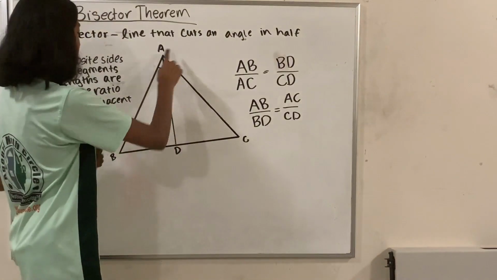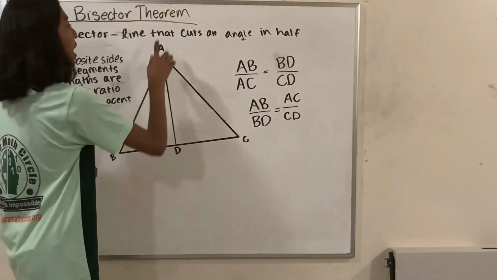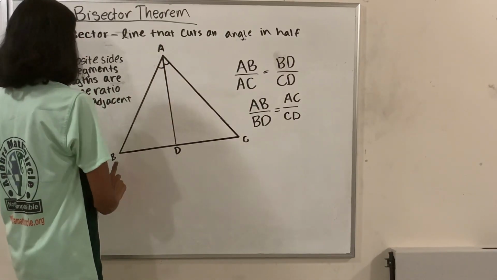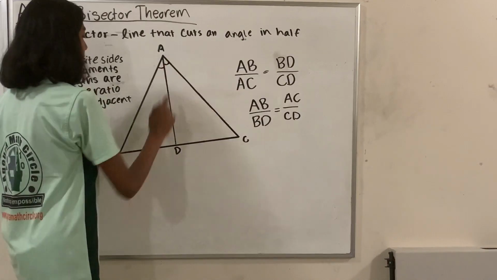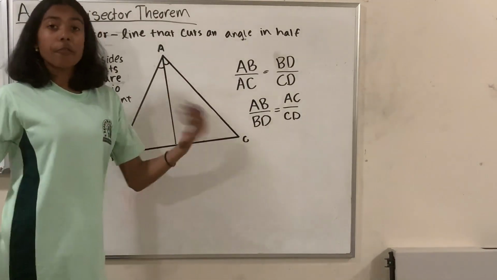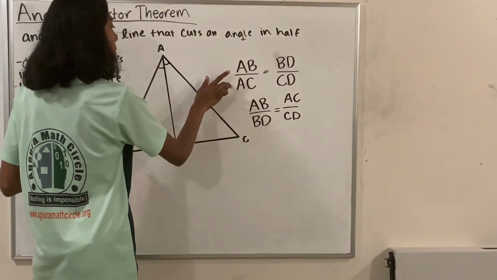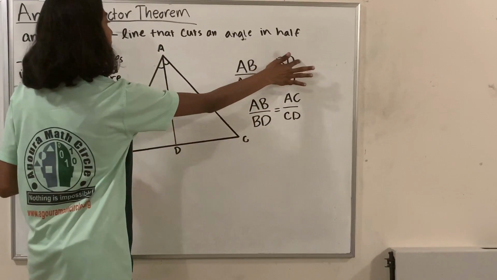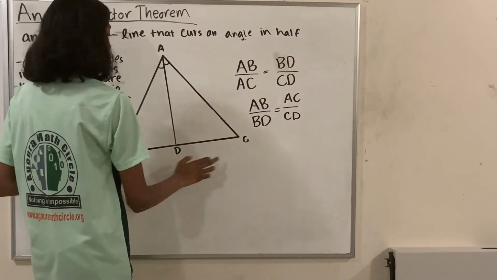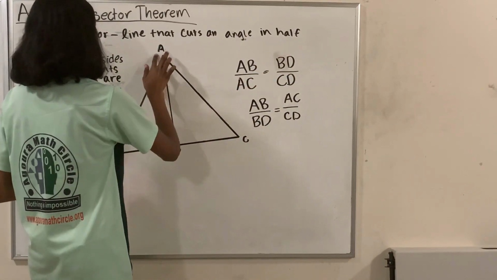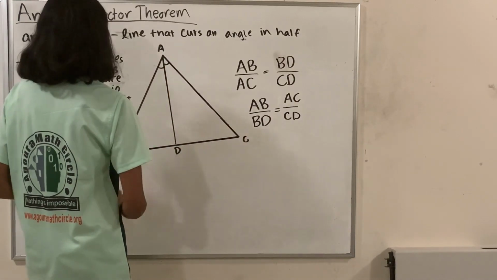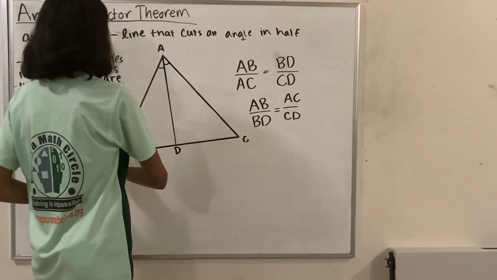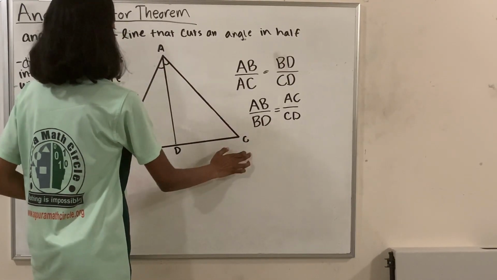So we have triangle ABC, and in that we have angle bisector AD, which bisects angle BAC into BAD and DAC. And from this, we get that AB divided by AC is equal to BD over CD. So this over this is equal to this over this. Or in other terms, AB over BD is equal to AC over CD.